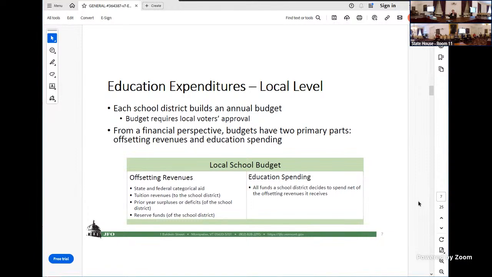And then essentially what we do is we say, okay, here's the school district budget, subtract out all of the offsetting revenues, and then everything that's left over, we call education spending. And this is a technical term in education finance. Education spending really refers to a school district's budget minus its offsetting revenues. We'll talk about this amount a little bit later on. This is an important number as well because it impacts the district's homestead property tax rate. But we'll talk about how it does that.